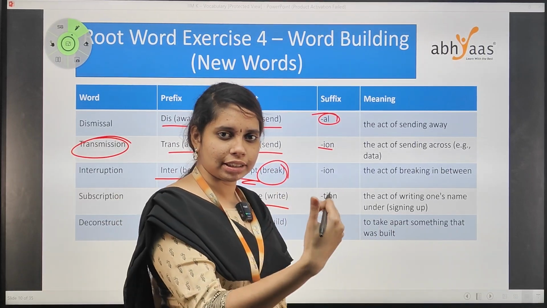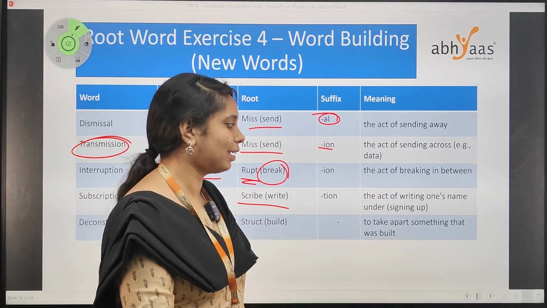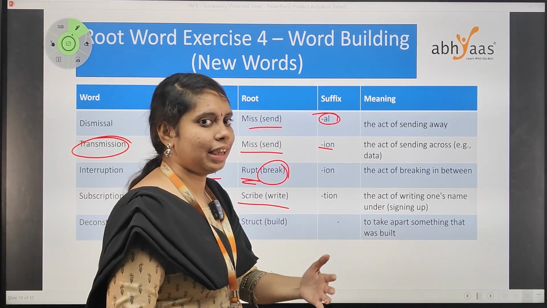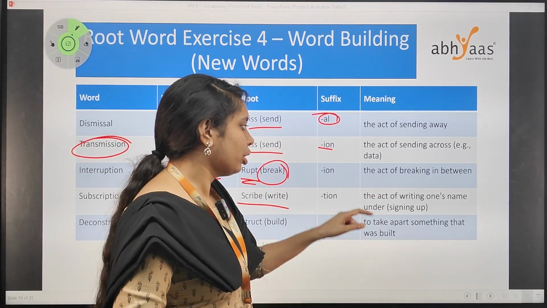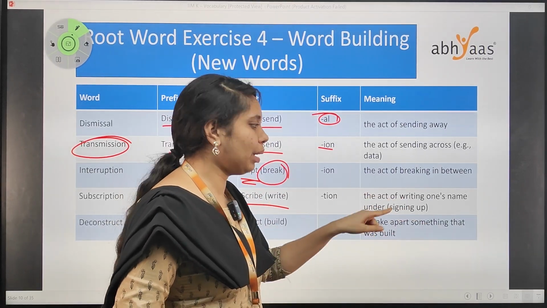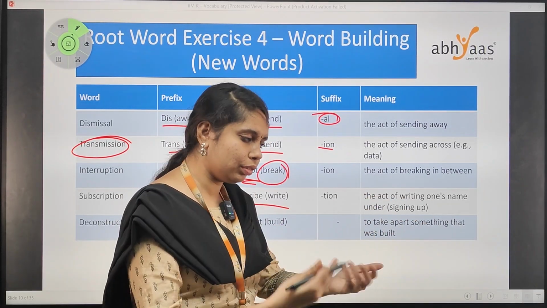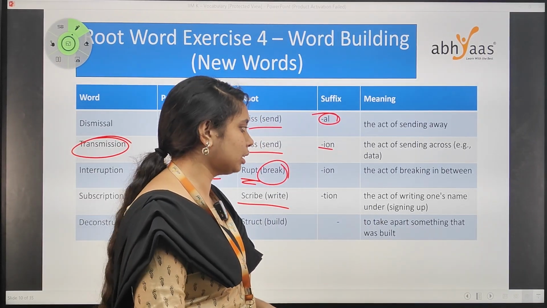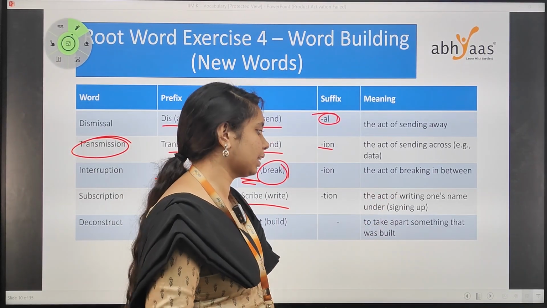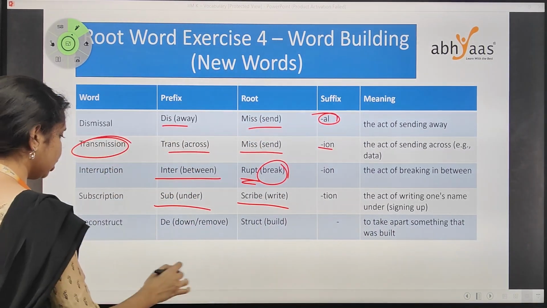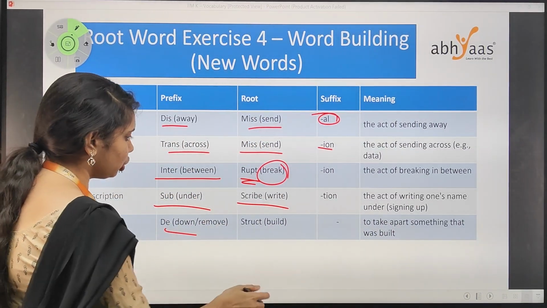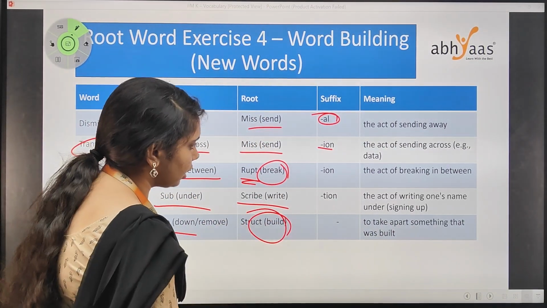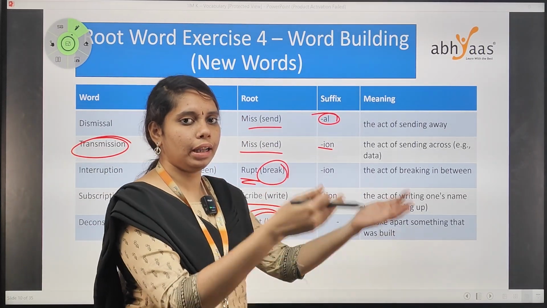Okay, you generally take the subscription of Netflix Prime Video, right? So subscription originally has come through signing the name. So the act of writing one's name under something is your subscription. Of course, now you might have a different contextual usage, but originally it has originated like this. So remember that. Deconstruct. De is down or to remove. Struct is to build. So deconstruct is to take apart something that was already built.